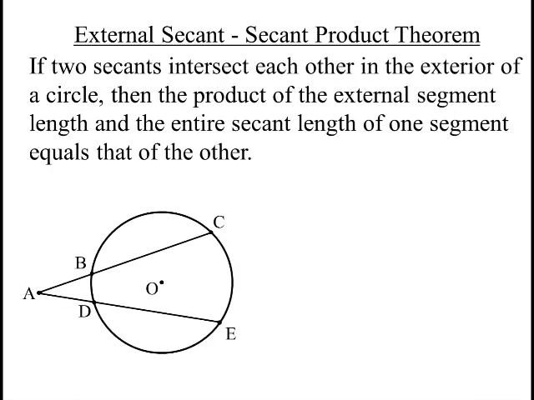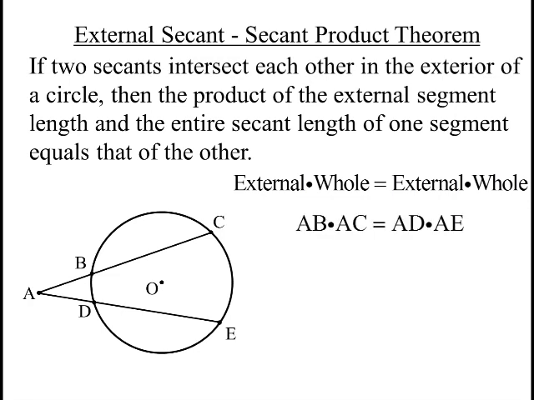In other words, if I have two secants that intersect each other externally outside the circle, then this is going to be my relationship. The external piece times the whole secant is going to be equal to the other external piece times the whole secant. In other words, AB times this whole thing, AC, is going to be equal to AD times AE. The biggest mistake students make with this is they take AB and multiply it by BC instead of AC. But it's the whole thing.